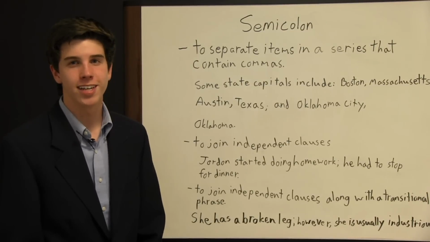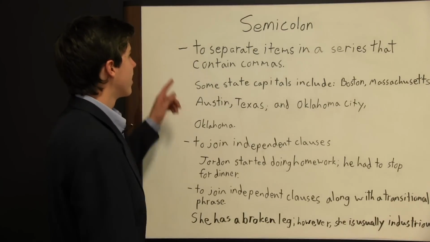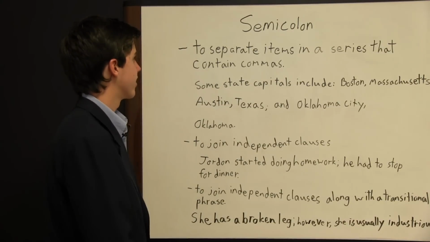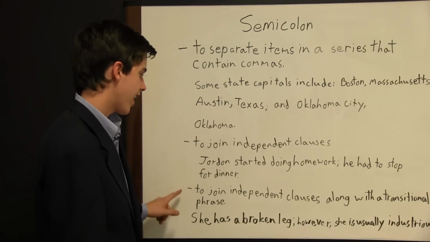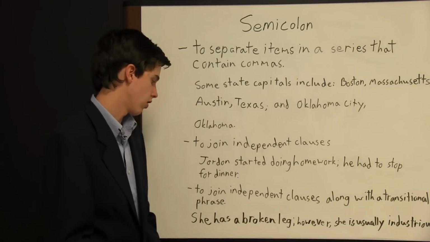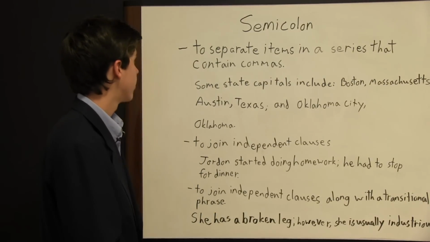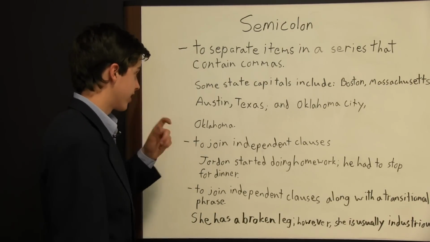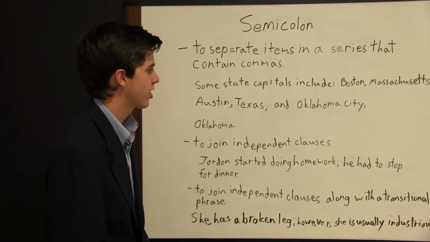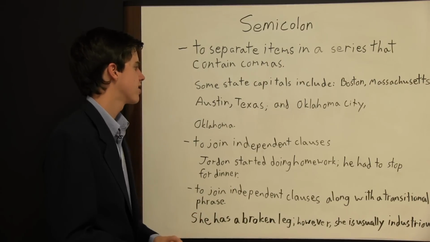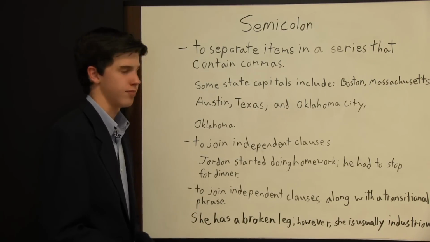The semicolon is a punctuation mark with a variety of uses. Here are some of them: to separate items in a series that contain commas, to join independent clauses, and to join independent clauses along with a transitional phrase. So let's look at the first example: to separate items in a series that contain commas. An example would be, some state capitals include Boston, Massachusetts; Austin, Texas; and Oklahoma City, Oklahoma.